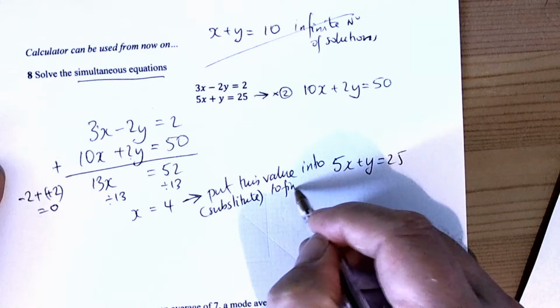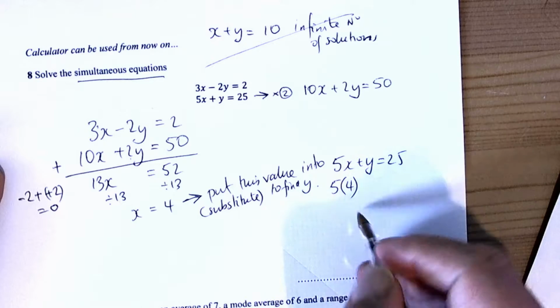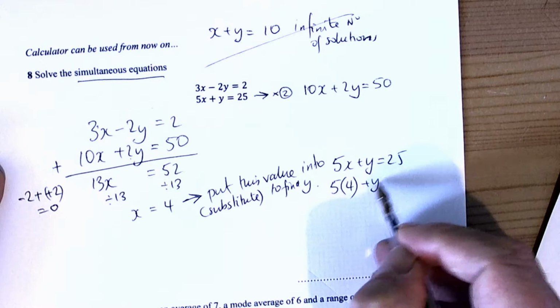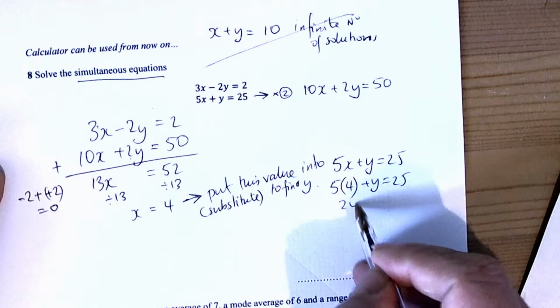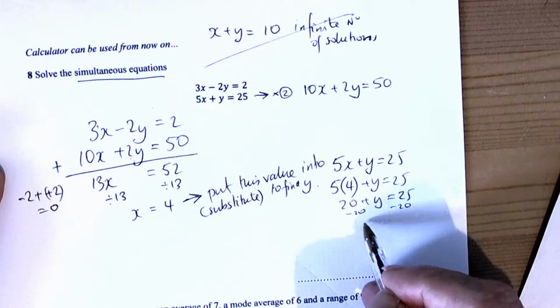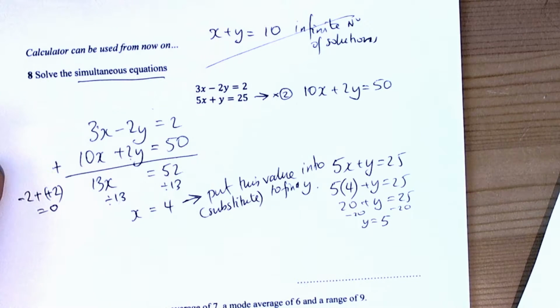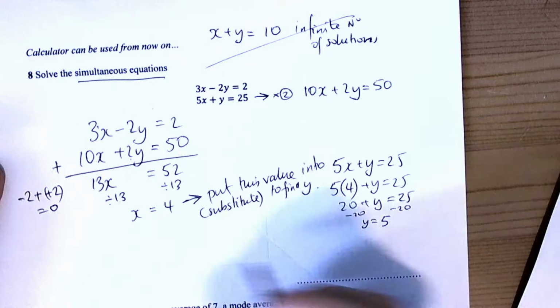So we're doing this to find the y value, remember. So we know what the x value is, or we think we know it is, so we think it's 4. So 25, 5 4s are 20, take away 20 from both sides, and that tells us the y value is 5. So we think that the x value is 4 and the y value is 5.